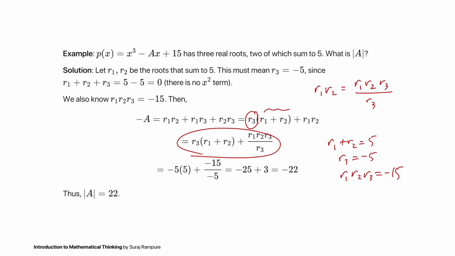Is that clear? So again, what we did, we had no way of figuring out what r1 and r2 were on their own, but we didn't need to, because using Vieta's formulas, we get some relationship between the coefficients and these symmetric sums, and this one, r1 r2 plus r1 r3 plus r2 r3, didn't require us to actually know the values of r1 and r2 individually. We just used the fact that we knew that their sum was 5, and we were able to compute this result for a.